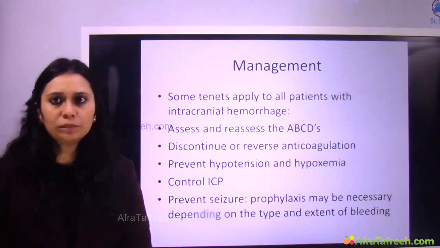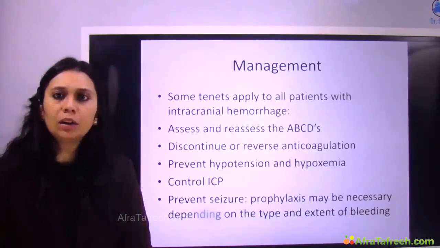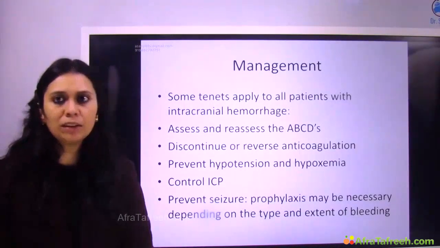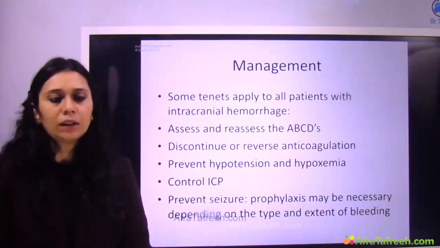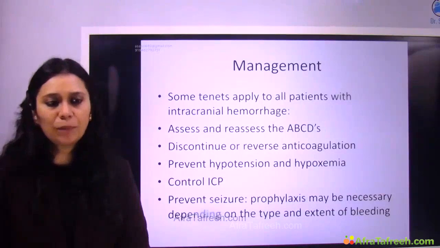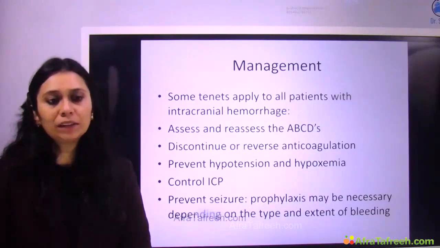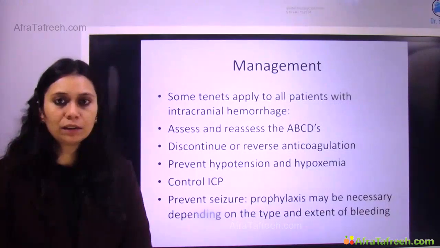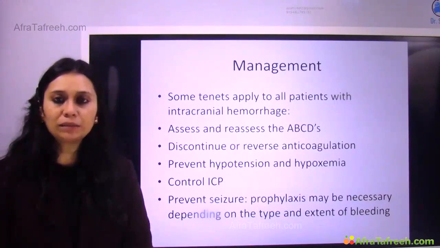Okay, how do I manage intracranial hemorrhage? As I told, as we have already done in primary survey and initial stabilization, A, B, C, D, we have to discontinue or reverse anticoagulation. Mostly old hypertensive people come up with this, so they may be on anticoagulants. So we may need to reverse those anticoagulants immediately in the emergency department itself, right? Then we need to prevent hypotension and hypoxia. So oxygen always has to be attached. Oxygenation has to be optimized. Blood pressure needs to be optimized. We need to control intracranial pressure, right? And if the patient has any seizure, immediately we have to prevent it, right?